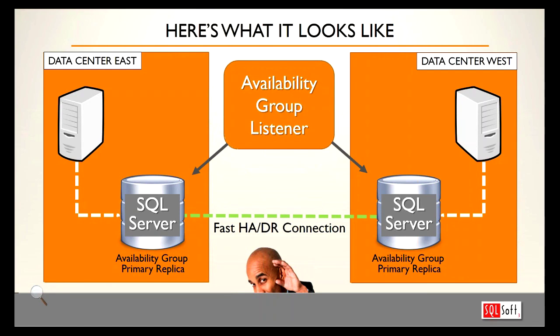How fast that network connection is will determine whether it can be a synchronous or an asynchronous connection. When we fail over to the secondary, the availability group listener automatically redirects client requests to that secondary. It's a great feature and keeps your data available as long as and as quickly as possible.